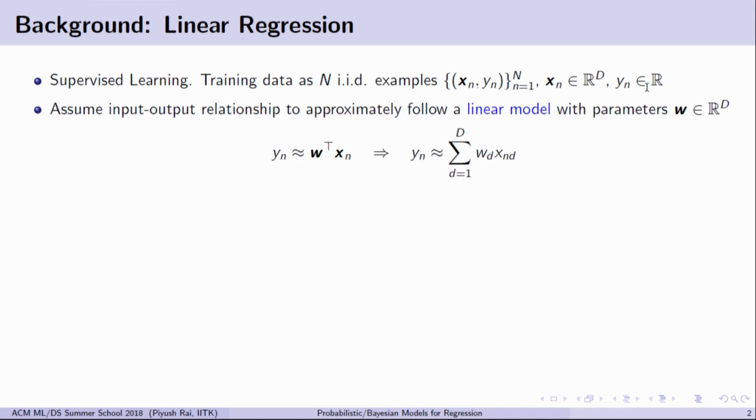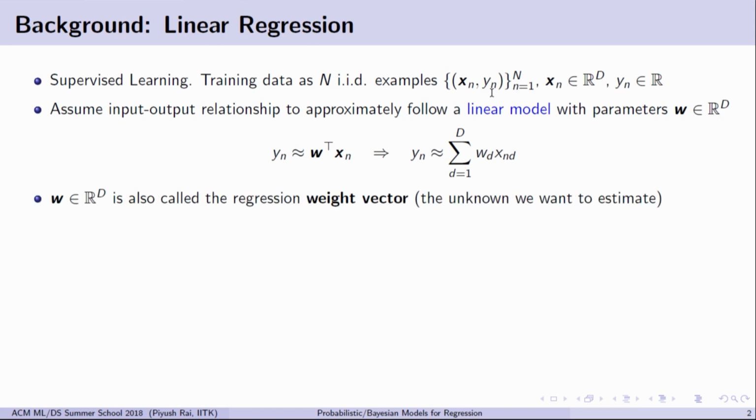When we are doing linear regression, we typically assume a linear relationship between the inputs and outputs, and this relationship is parameterized by a weight vector w, which is again a vector in D dimensions, and we say that yn is approximately w transpose xn. So yn is the response, xn is the input, and the relationship is roughly linear. This can also be written as yn approximately equal to the sum of wd times xnd. xnd is basically the dth feature in the nth data point. So this is the relationship between the input and output of the nth training example. This holds for all the N data points. So this is basically a linear model.